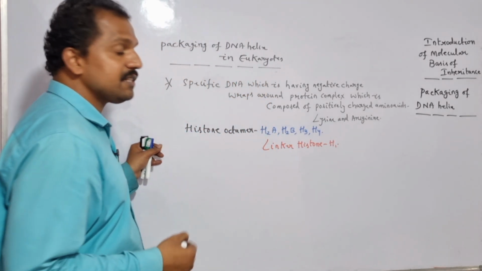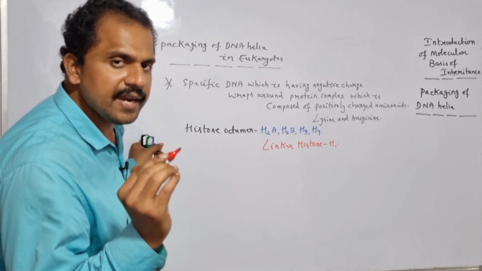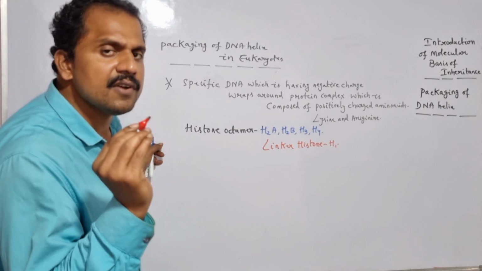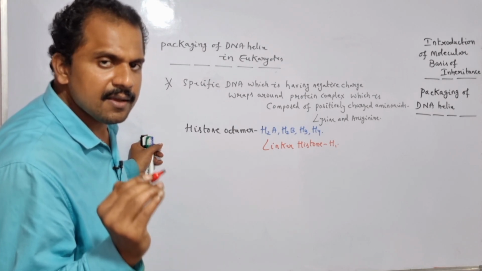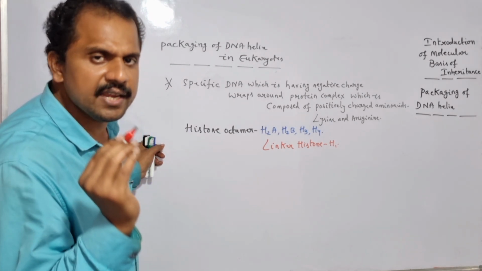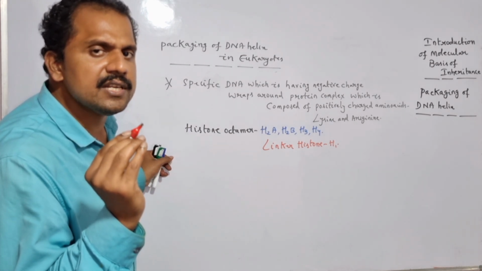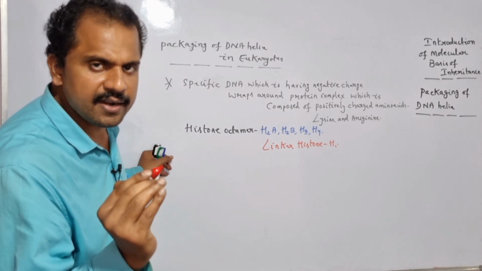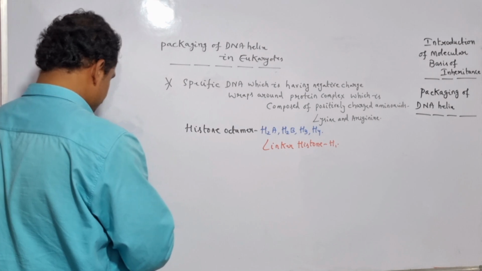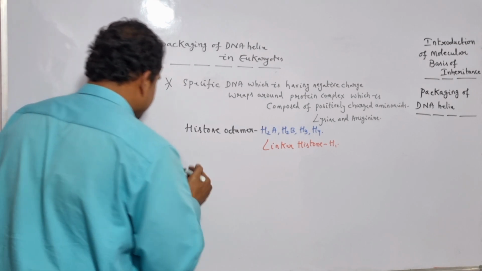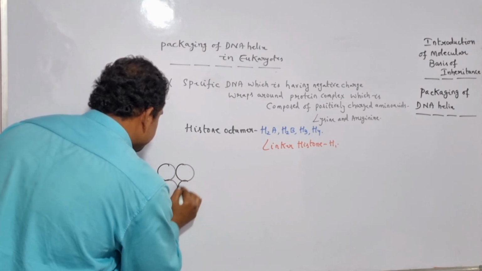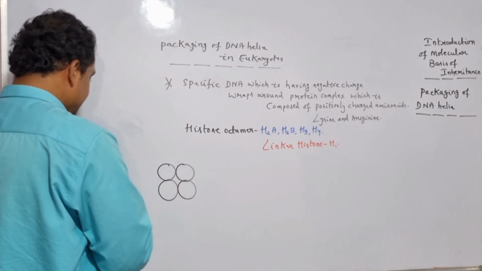So here the specific histone octamer is composed of 8 identical subunits. And basically the histone octamer is composed of positively charged amino acids. But the specific DNA which wraps around the histone octamer has negative charge. Because of the presence of 2 dissimilar charges, it leads to strong attraction. So let us assume all these are the 8 identical subunits, right?